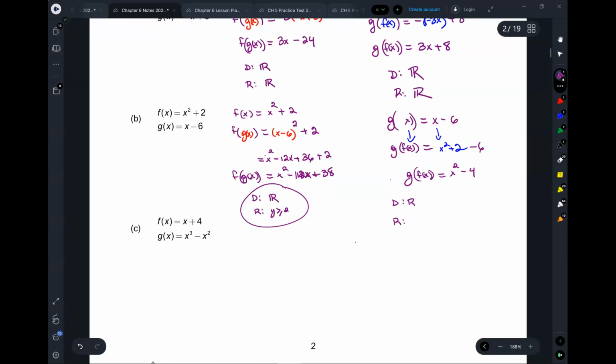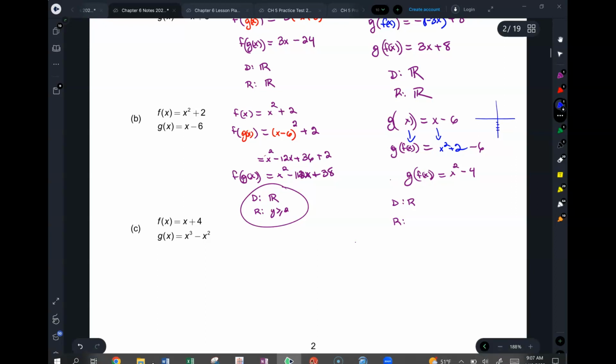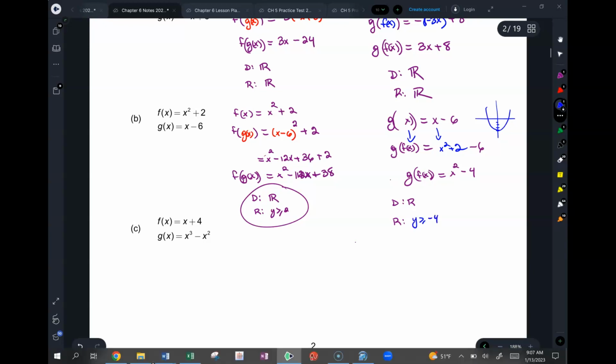Can you factor that more? Well, you don't need to, though. You can leave it like this, okay? We don't need to factor them. Okay, so what does that parabola look like, though? We know exactly what it looks like. Y is greater than or equal to -4.